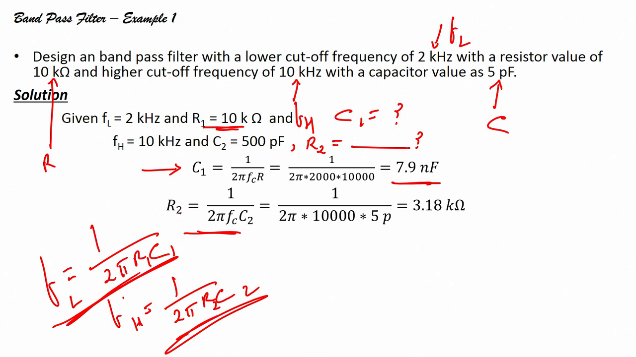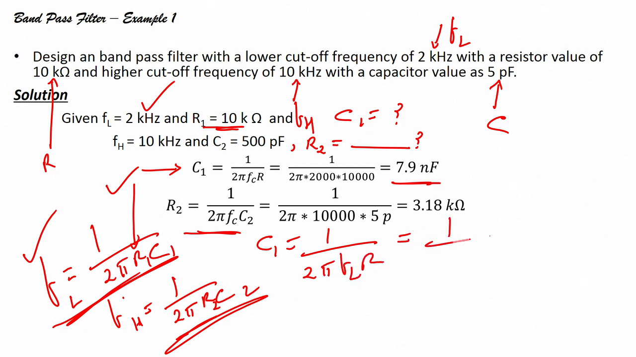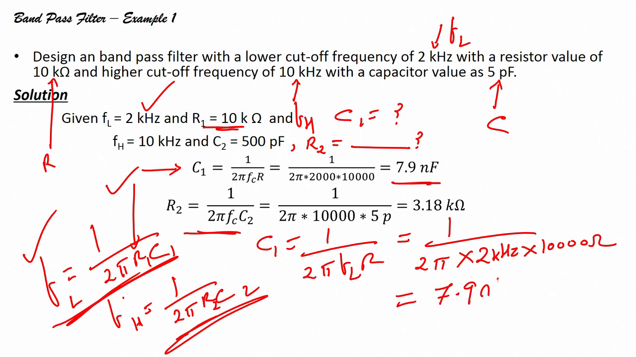So, what is given? We are given the value of FL, and we have R1, but we do not have C1. So, C1 equals 1 upon 2 pi FL into R. We can substitute the values: FL is 2 kilohertz and the resistance is 10 kilo ohm. So, we will get the value of C1 equals 7.9 nanofarad. Beautiful, very easy.